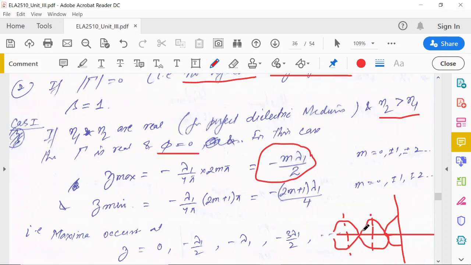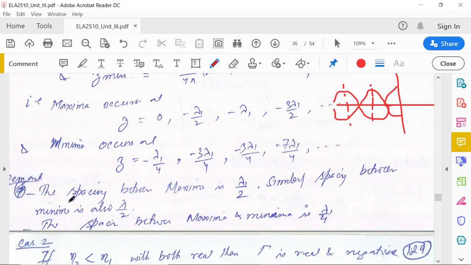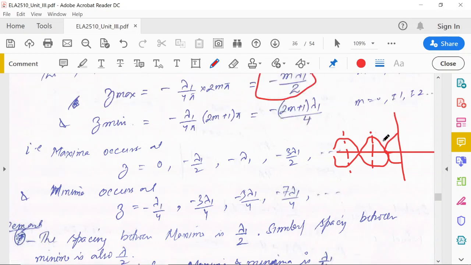You can remember easily that when eta 2 is greater than eta 1, gamma is real. In that case phi will be 0 and gamma is positive, and the incident and reflected electric fields at the boundary have the same phase. When you add them, you will not get 0, but you will have a maximum value. So you can have a maxima there. The spacing between maxima is lambda 1 by 2. Similarly, the spacing between minima is also lambda by 2. The spacing between maxima and minima is the same, lambda by 2, and they occur in the same region.